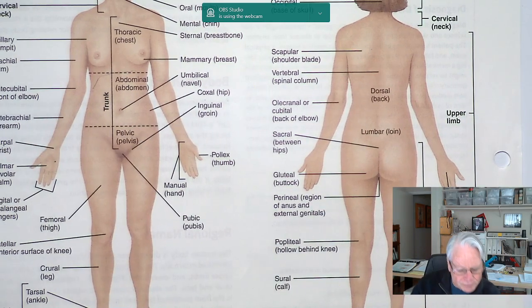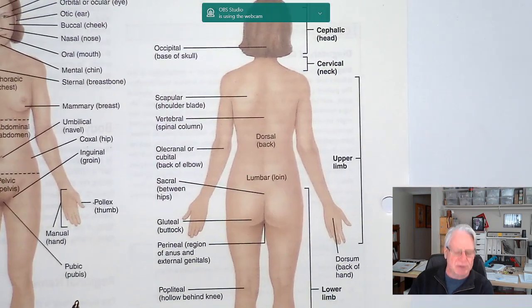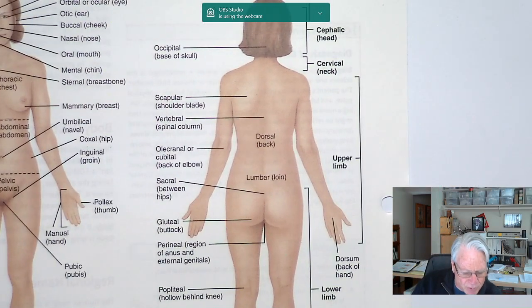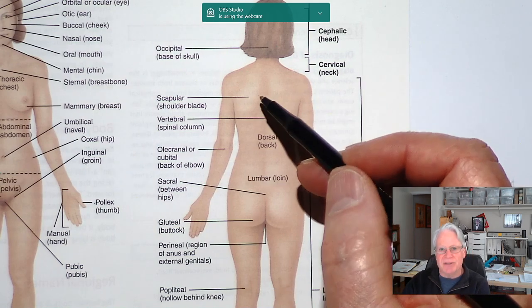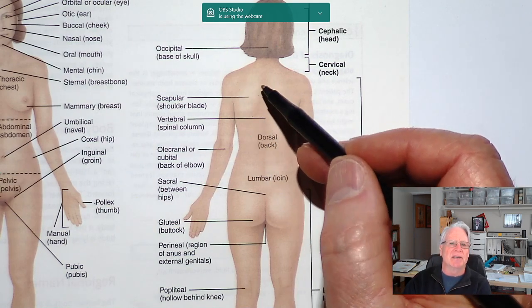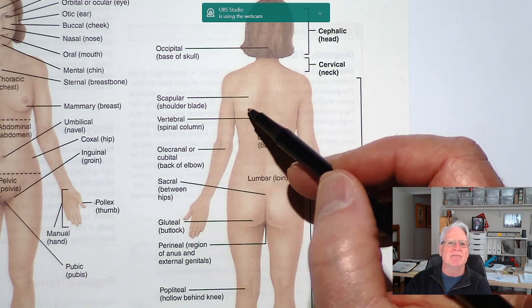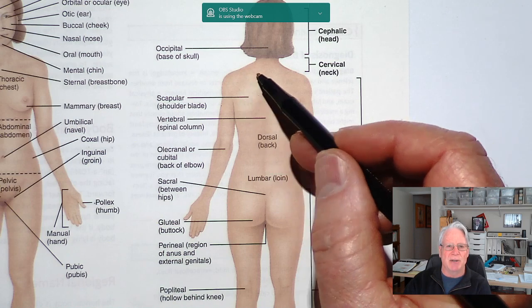Okay. On the posterior side, we have back, loin, buttocks, and scapular. Now let's begin with the scapular. That's pretty easy. That's located above the bone, the scapula, and it's this region of the body right here, the shoulder blade as it's commonly called.